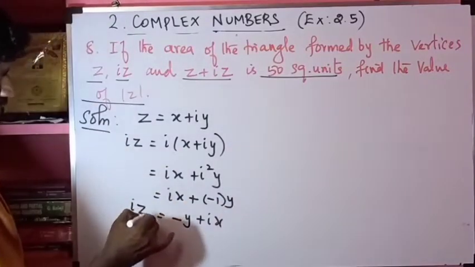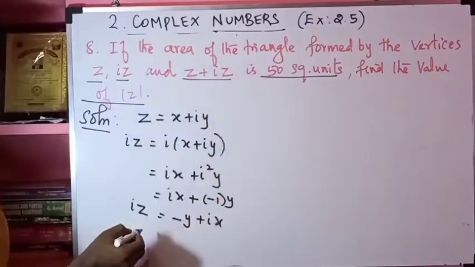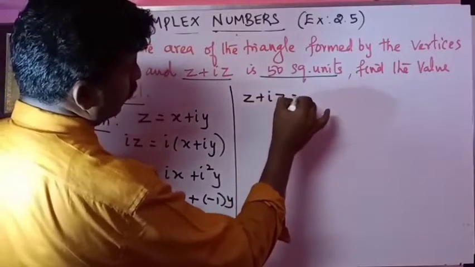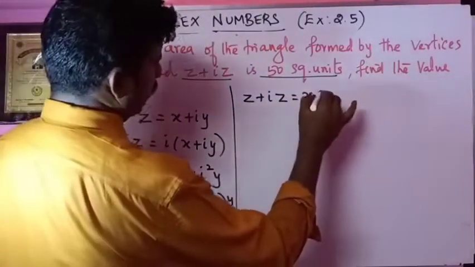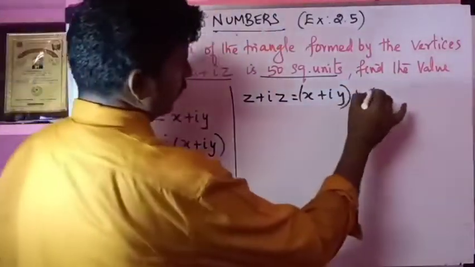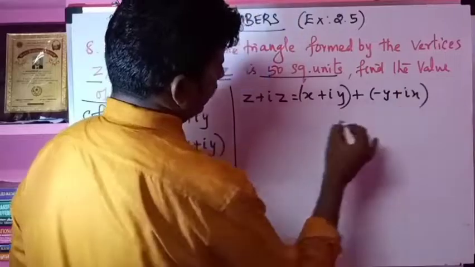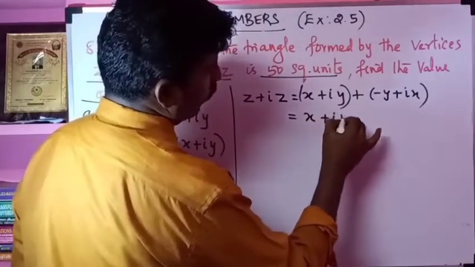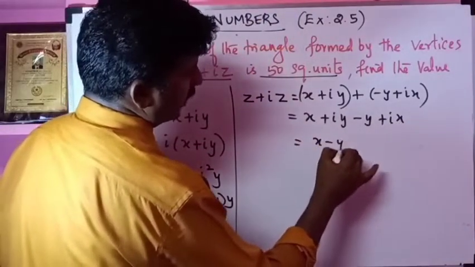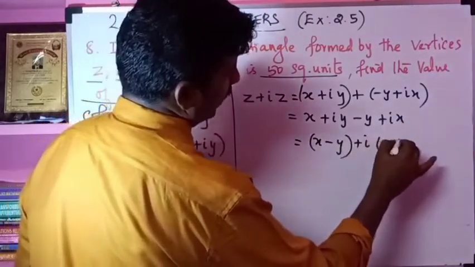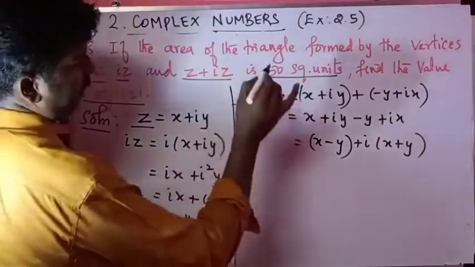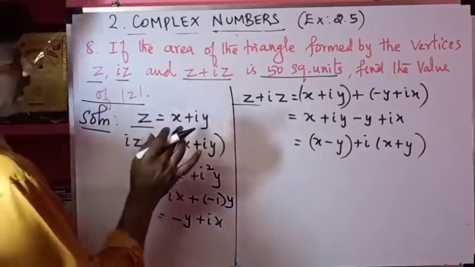So this is iz. அடுத்த vertices என்ன கொடுத்திருக்கு? z plus iz. What is that? z plus iz is equal to the z value, x plus iy, plus the iz value, minus y plus ix. This can be written as x plus iy minus y plus ix. The real part is x minus y, plus i into x plus y, right? So by z, iz, z plus iz, three vertices. What is given here?